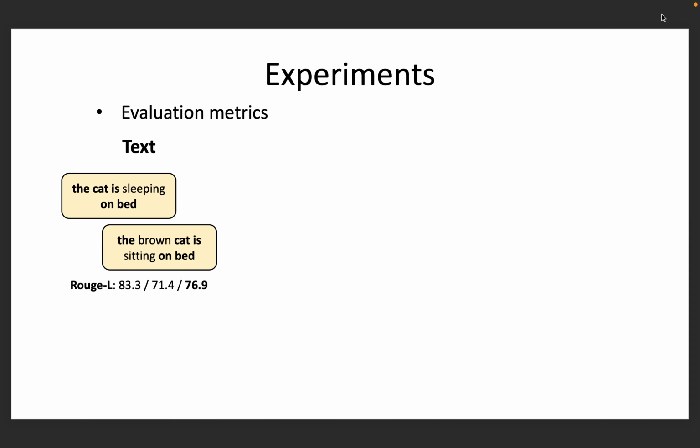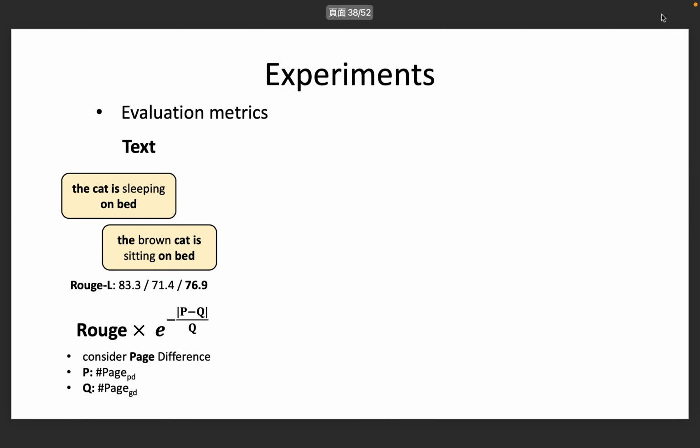For the evaluation, we also design different metrics to evaluate from different aspects of text only, figure only, and also text figure together. For text only, we consider the widely used ROUGE score to compare the text between our generated and ground truth slide. We further consider the length of slide by adding a weight here, which is the number of page difference, since a slide that is too long or too short is not well presented.